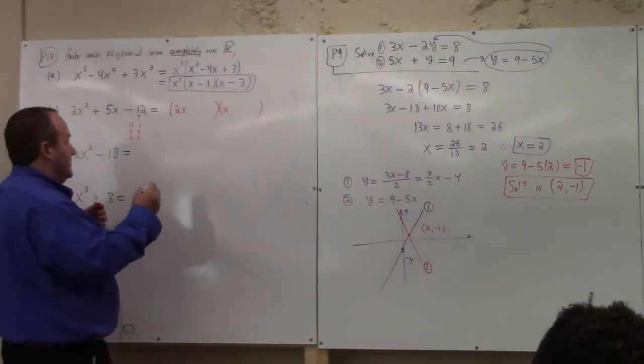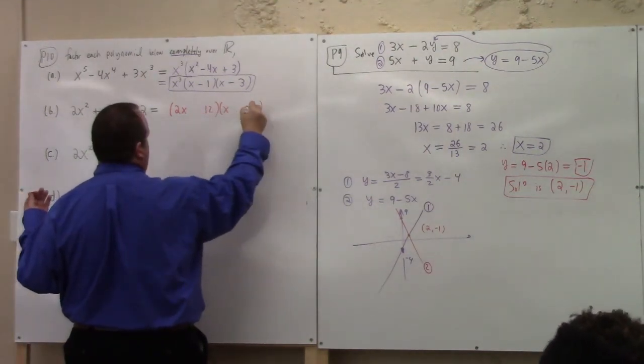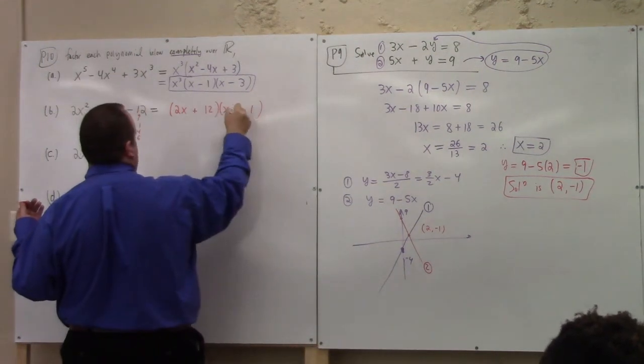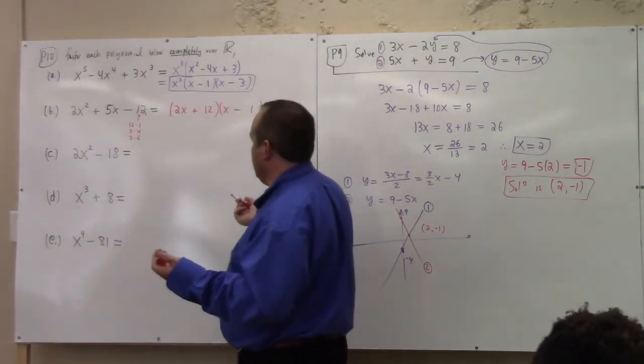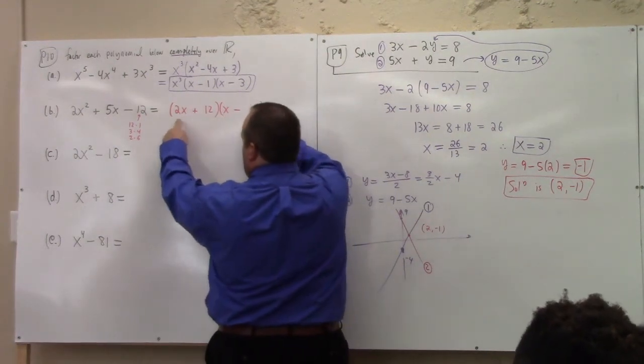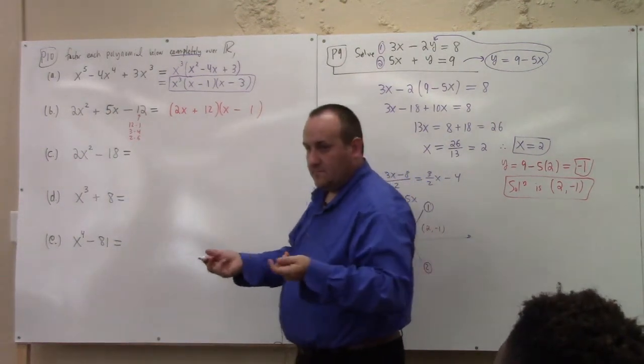Let me just write out one. I'm just going to put a 12 here and a 1 here. I don't think it's going to work, but if I put plus 12 and minus 1, see, that doesn't work, because I get 12x minus 2x, which is 10x, which is not what we have. So that's not the answer. So I try something else.